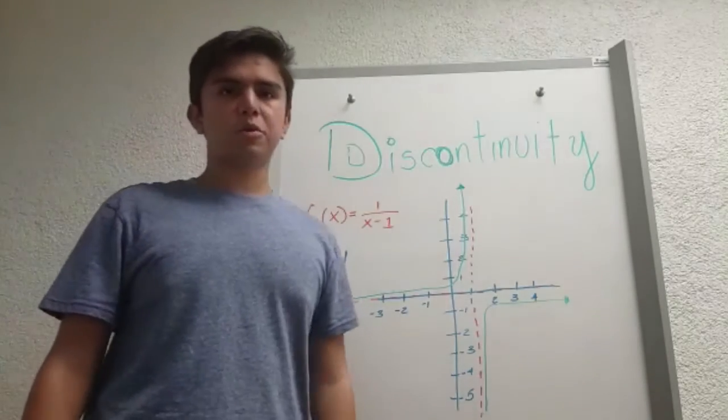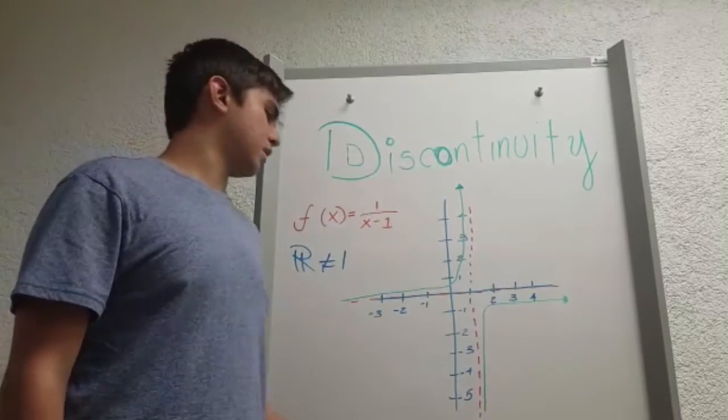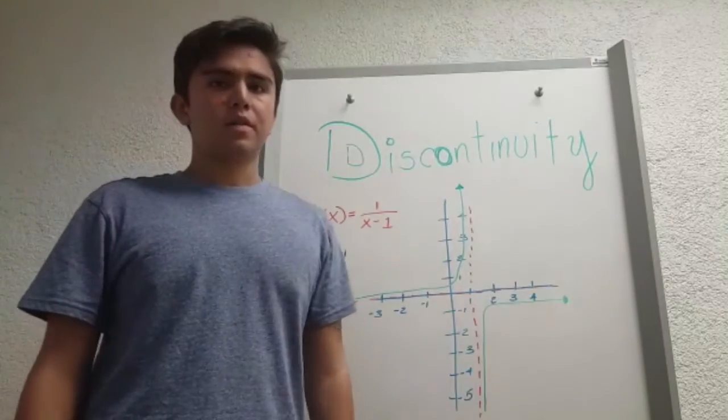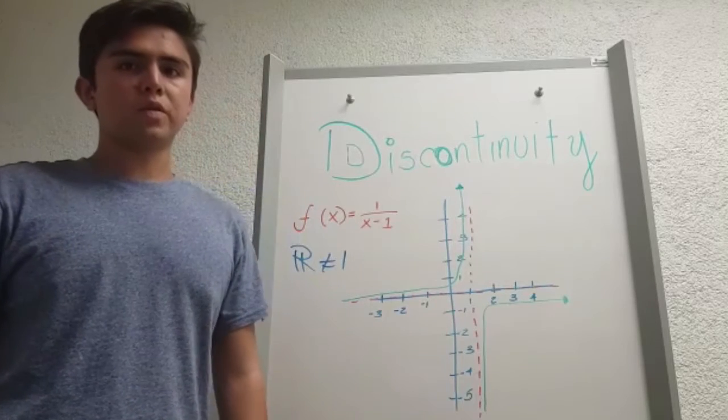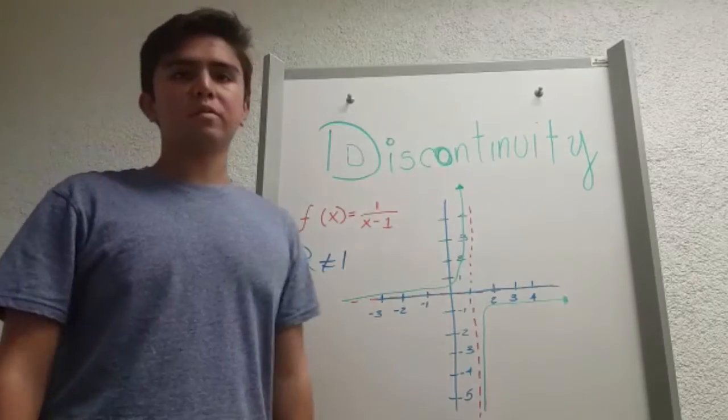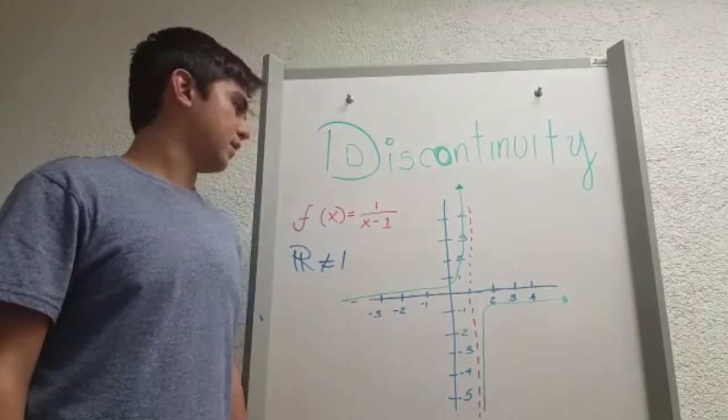In the graph, it can be observed a vertical asymptote at x equals 1, which means that the function will never touch x equals 1 at any time. It just approaches infinity from the right and negative infinity to the left. For this reason, it is an infinite discontinuity.